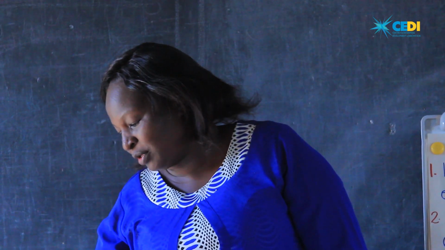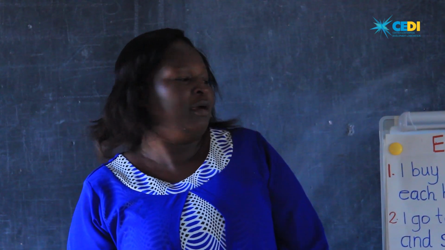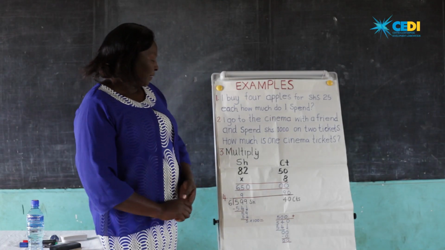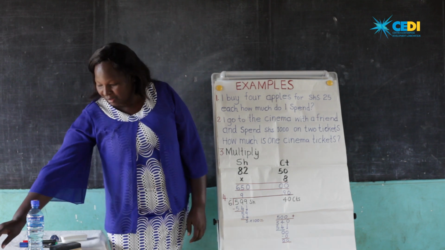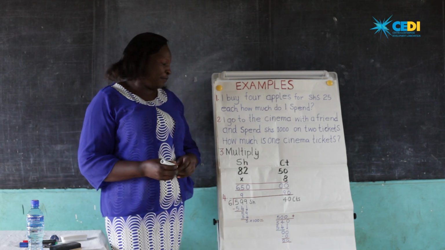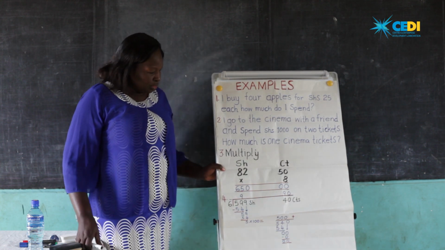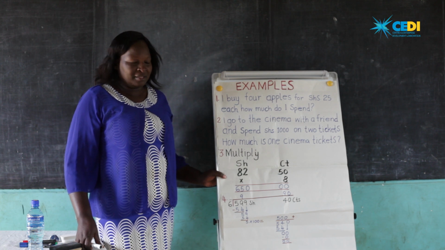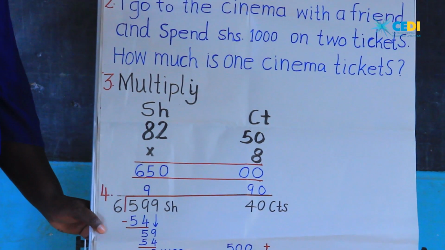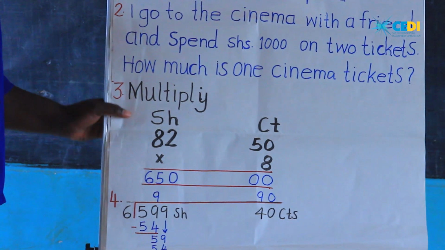Now we come to our today's lesson. As I had said, our today's lesson is going to be on multiplication and division involving money, that is shillings and cents. I would like to give the first example. The first example we have here is 82 shillings and 50 cents multiplied by 8.